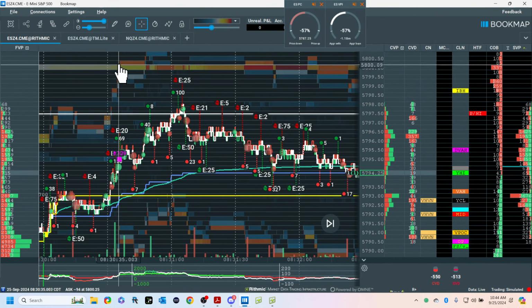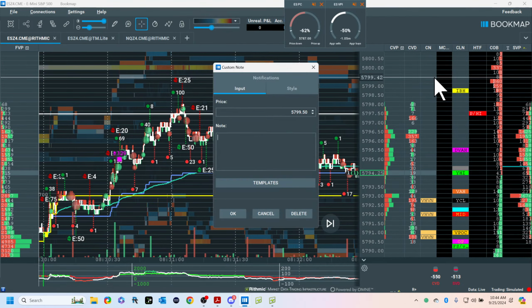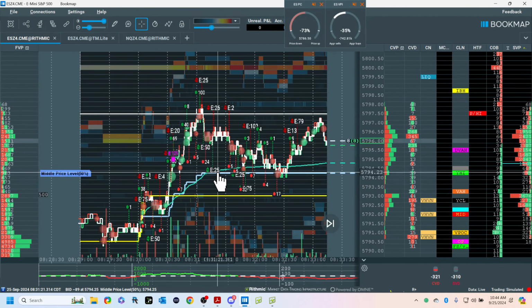You see this liquidity in the book. It's around 5,800. I'm just going to make a little note about this. So it's up here. So I'm just going to label it and call it liquidity, because that was my target. Still is if we come up here. So now this is too high. No way to know.